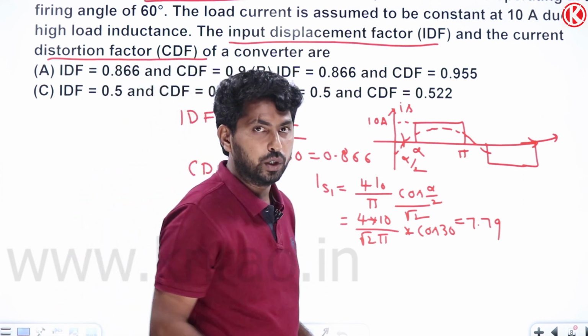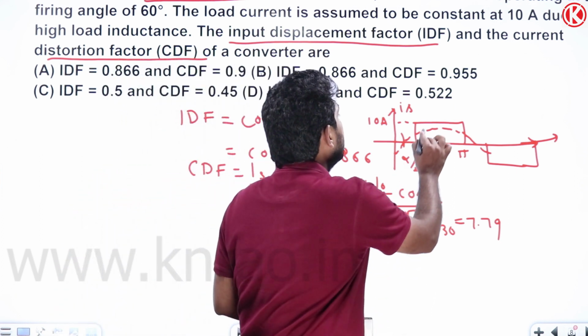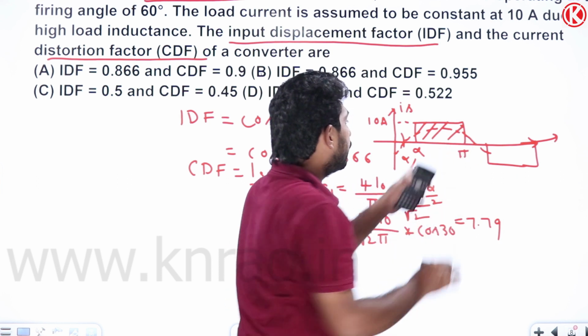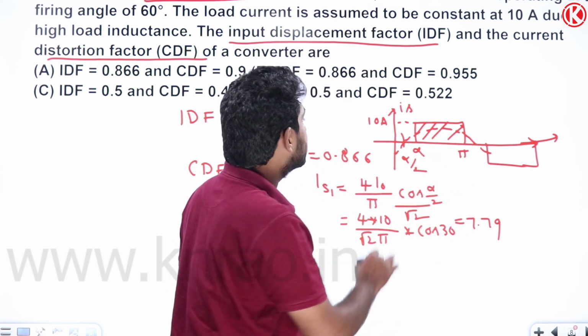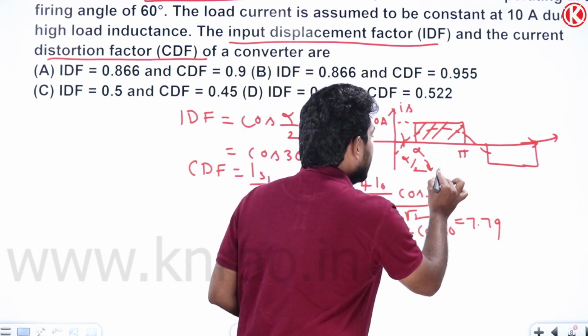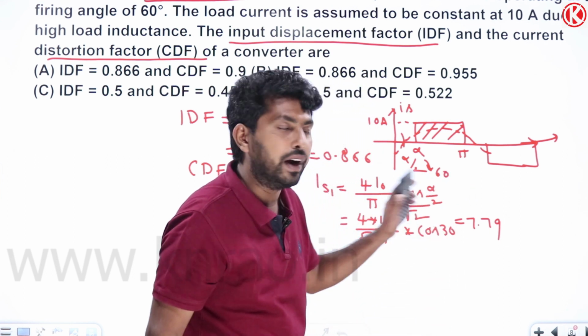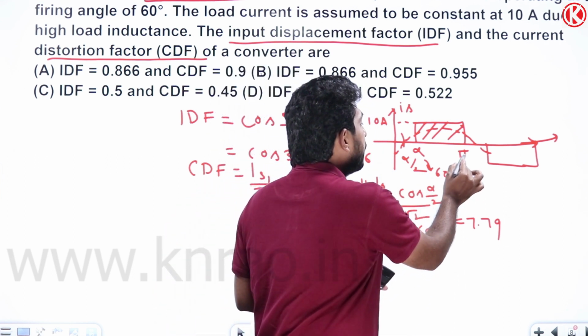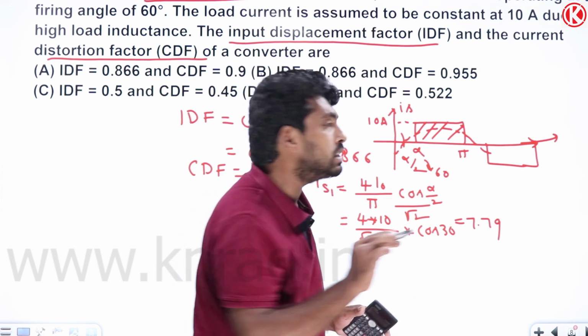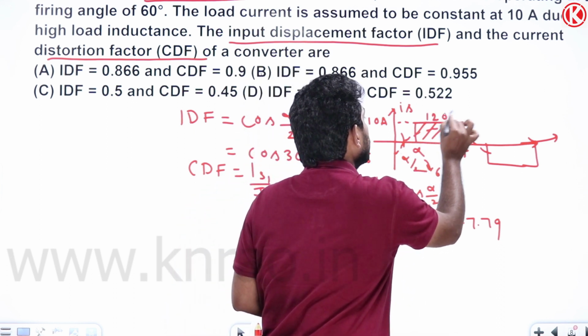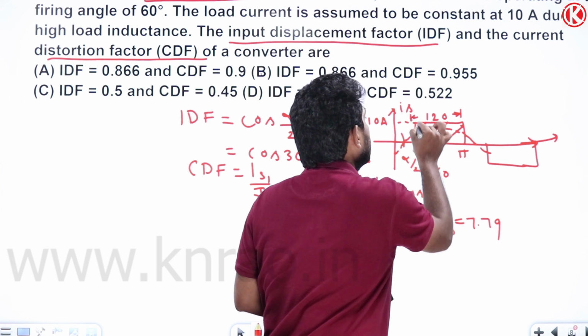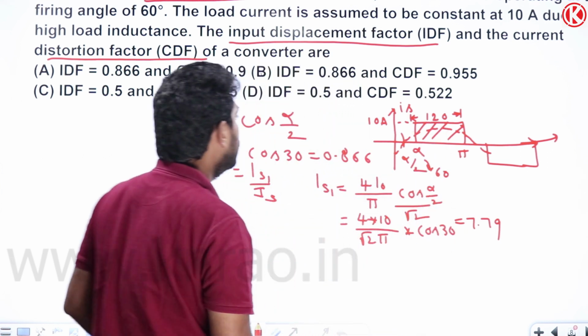But observe here, how do we find the IS? This is alpha and this is pi, right? Alpha is given as 60 degrees. How can we find the RMS value here? Observe here, pi minus 60 degrees, 180 minus 60 is 120. So this width will be 120. How can I find the RMS value from this?